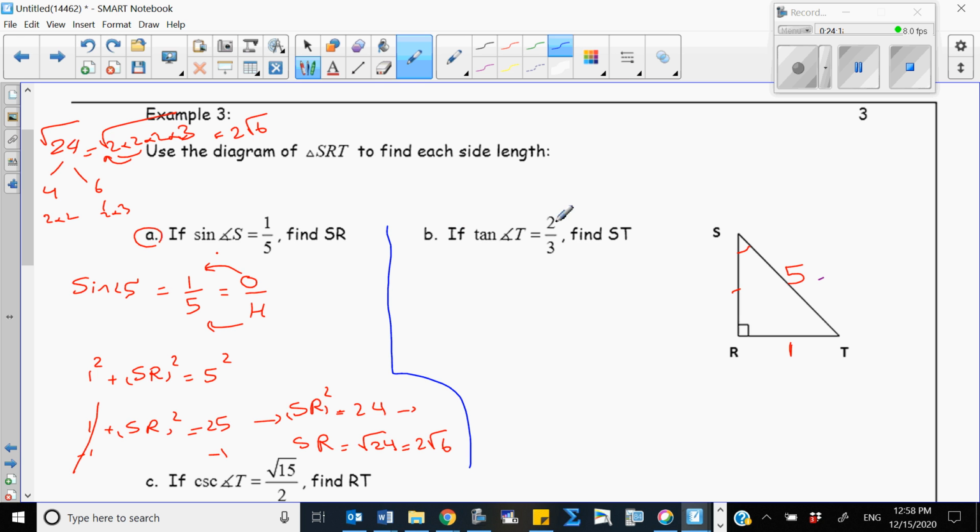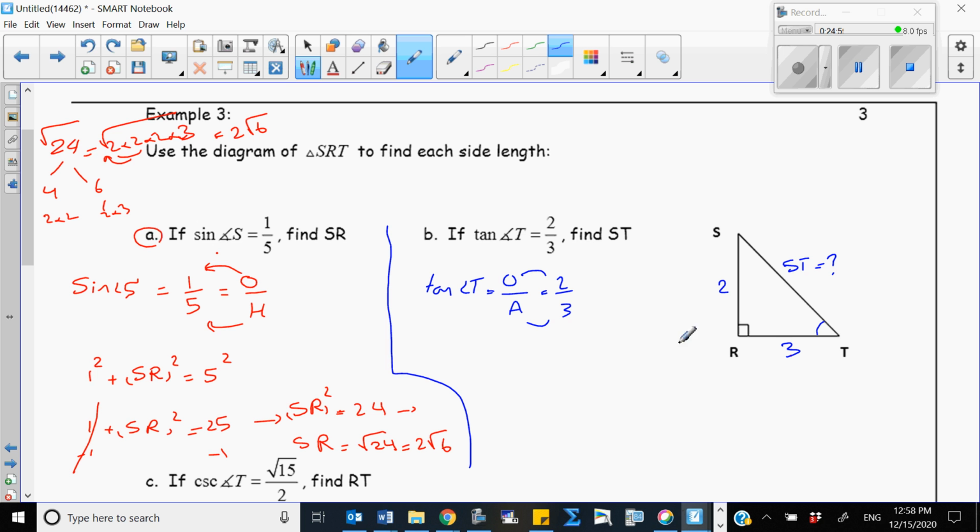Now let's work on the other one. Tangent of t is given as 2 over 3. So let's see, what is tangent of an angle? It's opposite over adjacent. And in this case, it's equal to 2 over 3. So I match these together. Opposite side of this angle is this one, it's 2. Adjacent of this angle is this one, which is 3. And hypotenuse is what we are looking for.